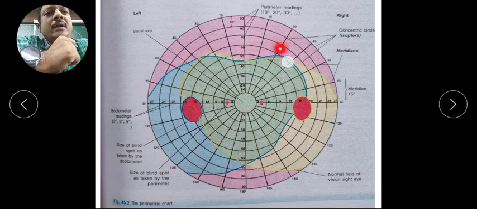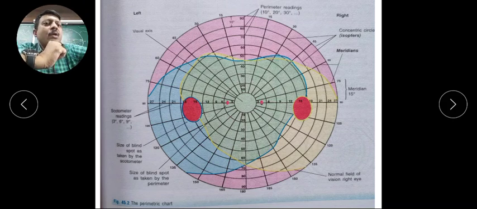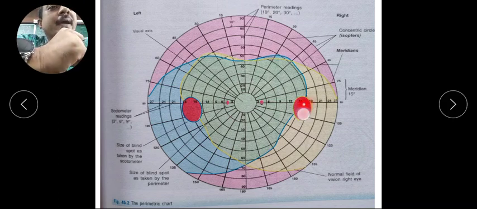This is the common field of vision, which is usually circular in nature. This small red oval area is the blind spot, plotted by the Lister perimeter, which is present 15 degrees away on the horizontal meridian on both sides, at the optic disc, where no photoreceptors are present. This one is the blind spot which is demarcated by the scotometer.